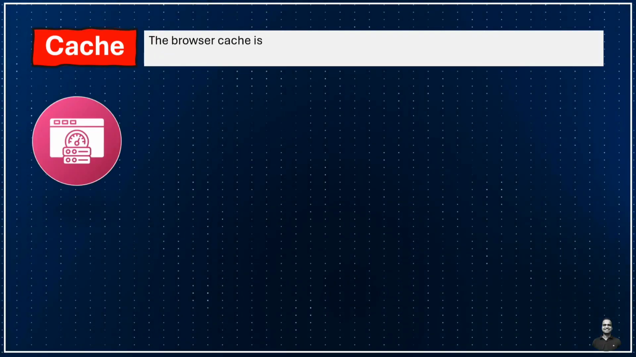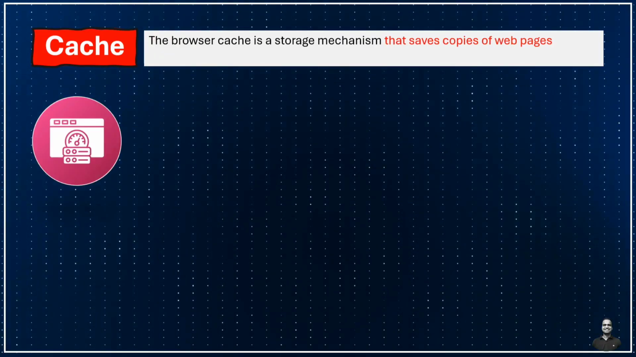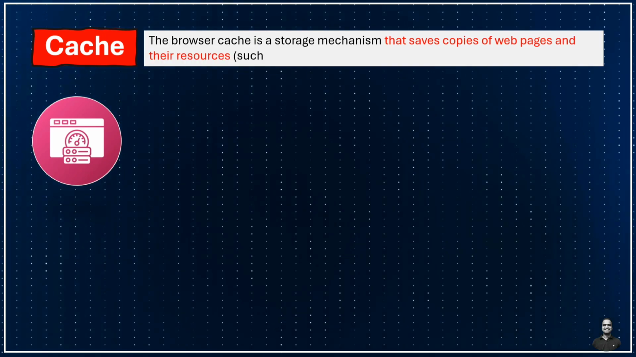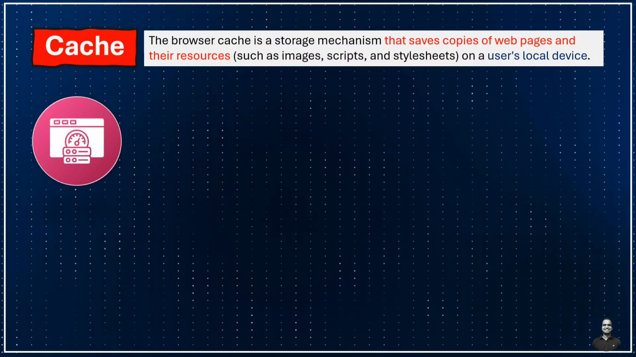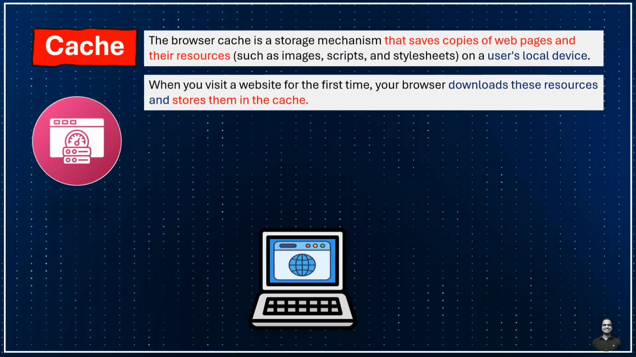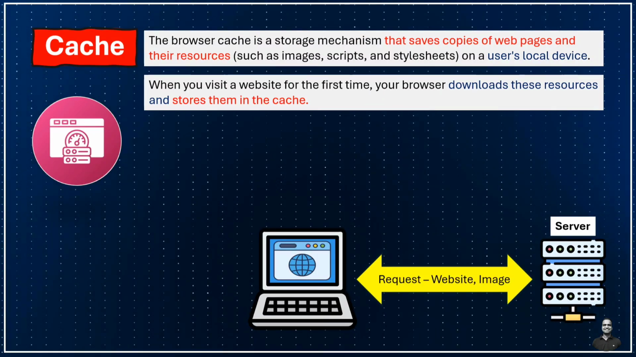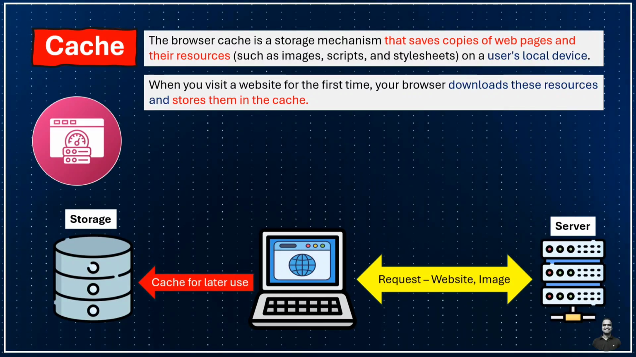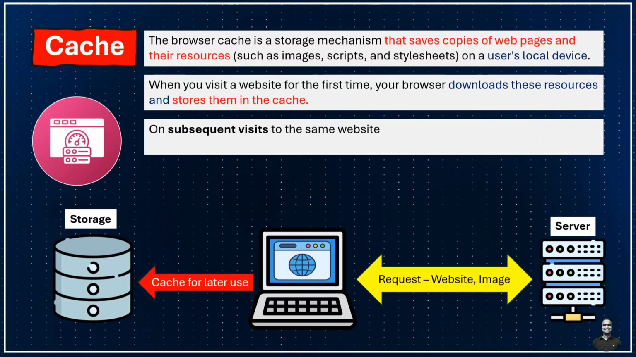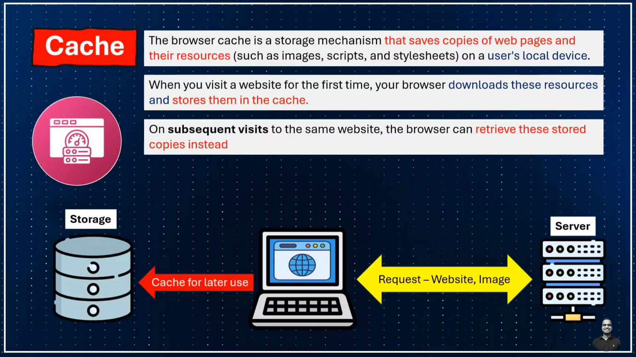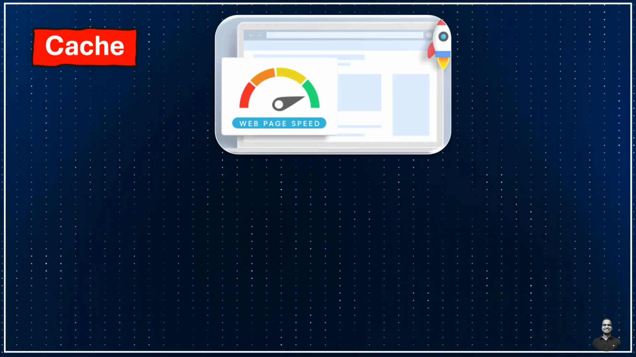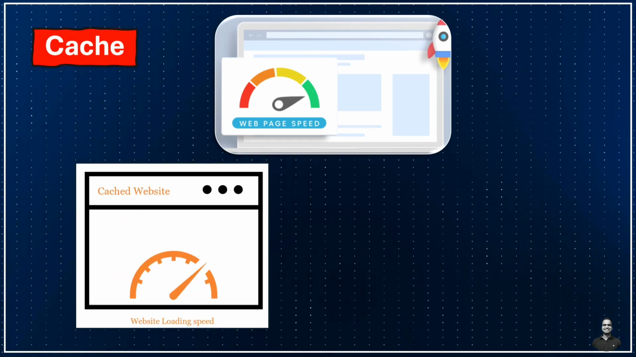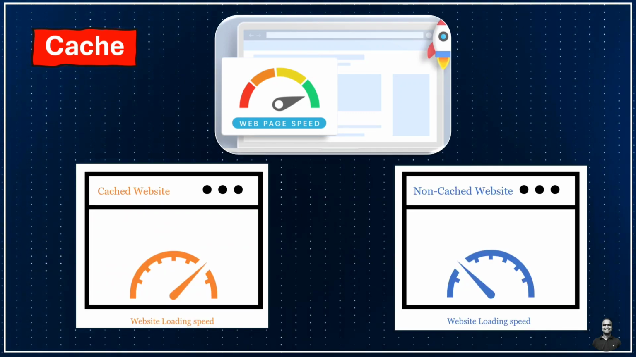The browser cache is a storage mechanism that saves copies of web pages and their resources, like images and scripts, on a user's local device. When you visit a website for the first time, your browser downloads these resources and stores them in the cache. On subsequent visits to the same website, the browser can retrieve these stored copies instead of downloading them again from the server, right? This process significantly speeds up the rendering of websites, leading to faster load times and an improved user experience, right?